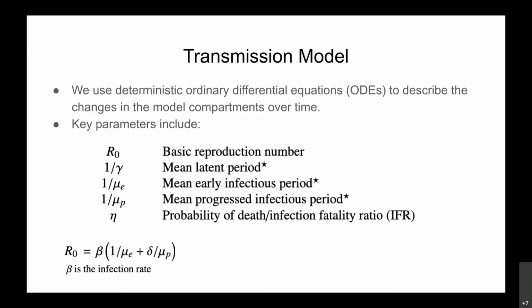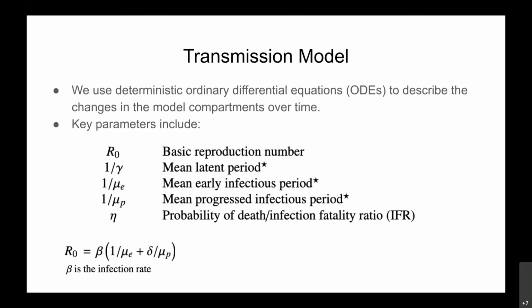And to represent the transmission dynamics, we use a system of ordinary differential equations. This is the infinite population limit of an underlying Markov jump process that is a starting place for how these models often get constructed. The key parameters in this model are, first of all, the now famous or infamous, depending on your perspective, basic reproduction number of the outbreak, not the disease, I'm sorry, of the outbreak. The mean latent period, mean early infectious period, mean progressed infectious period, and the infection fatality rate. So really, we're most interested in the basic reproduction number and the infection fatality rate here.